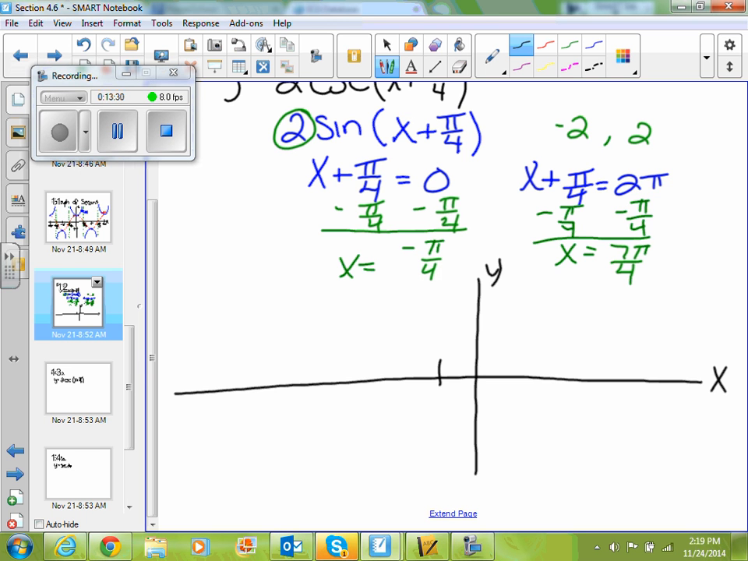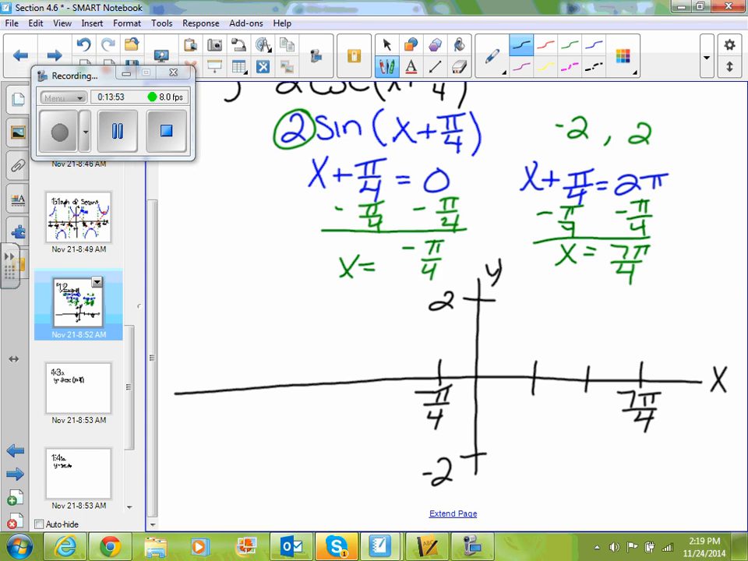Alright, so now my furthest point to the left is negative pi over 4. To the right, it's going to be 7 pi over 4. And I know that I have 5 points that I always make on a sine graph. Oh, and then my amplitude went from 2 to -2.